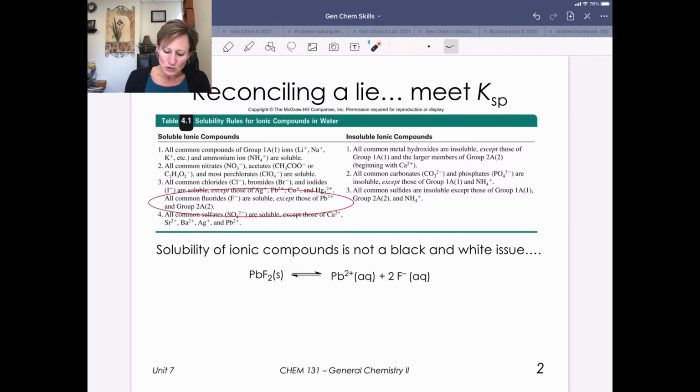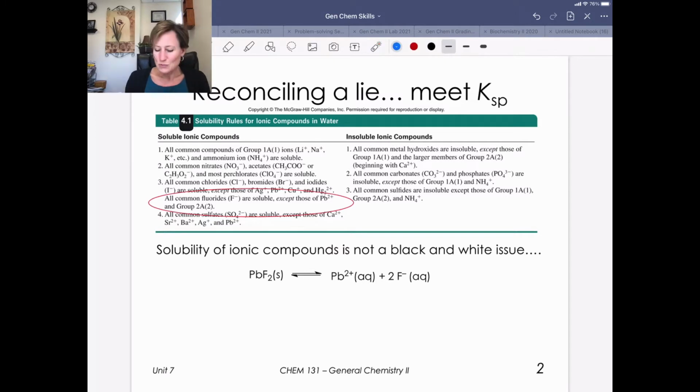So we had this table here that indicated here's some things that are soluble, but we talked about here things that are insoluble. So for example, if we look over here, it says all common fluorides are soluble except those of lead and group 2A. So we knew from Gen Chem 1 that lead fluoride was insoluble. Well, the truth is it's what we call sparingly soluble, and we can write an equilibrium equation to show us that it doesn't completely dissolve, but a little bit of it does.